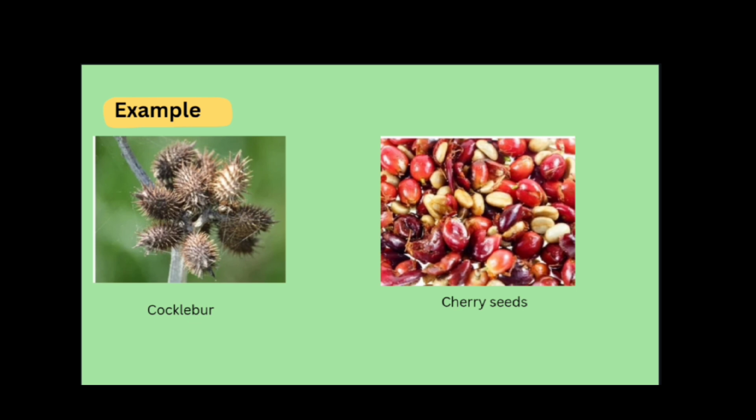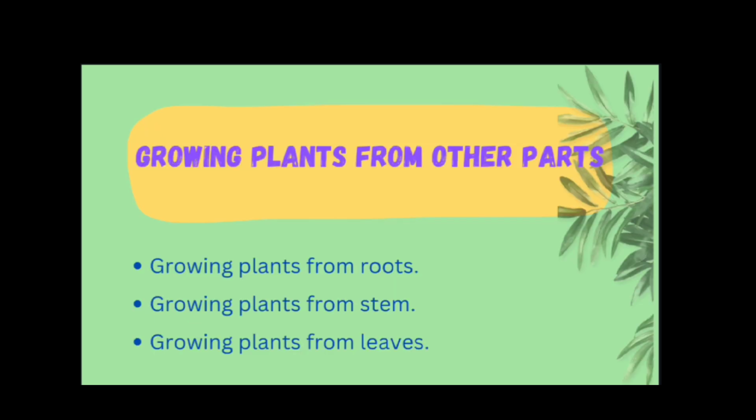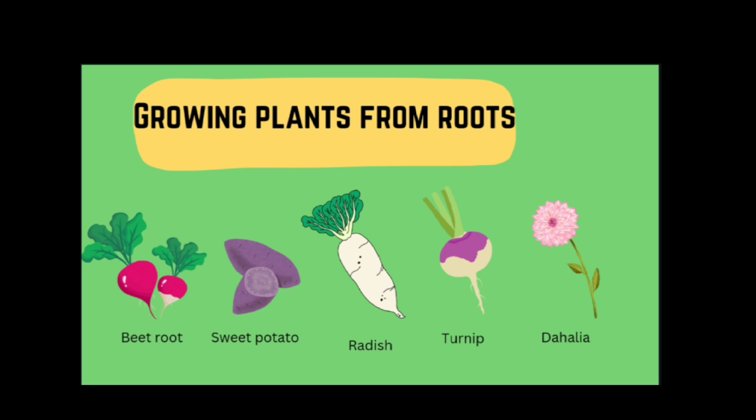Growing plants from other parts. Till now, we learned growing plants from seeds. Now we will learn how plants grow from other parts. The first one is growing plants from roots. Plants that grow from roots to form a new plant are dahlia, turnip, beetroot, radish, sweet potato, etc.